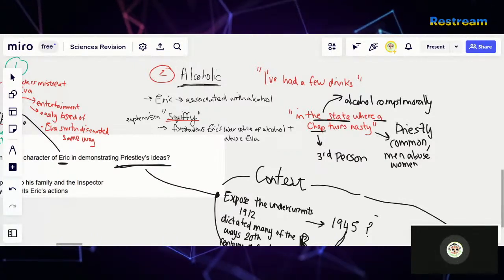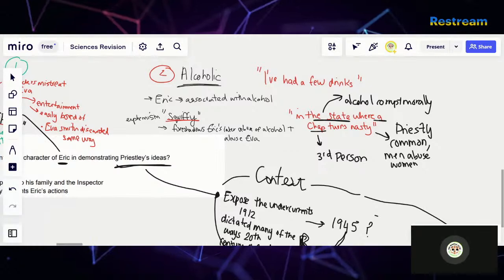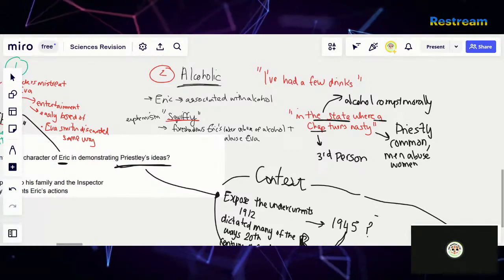"He's been steadily drinking too much, Sheila," about Eric. So yeah, good addition, Livia. That is very true, so I'll add that here. He's been steadily drinking too much.